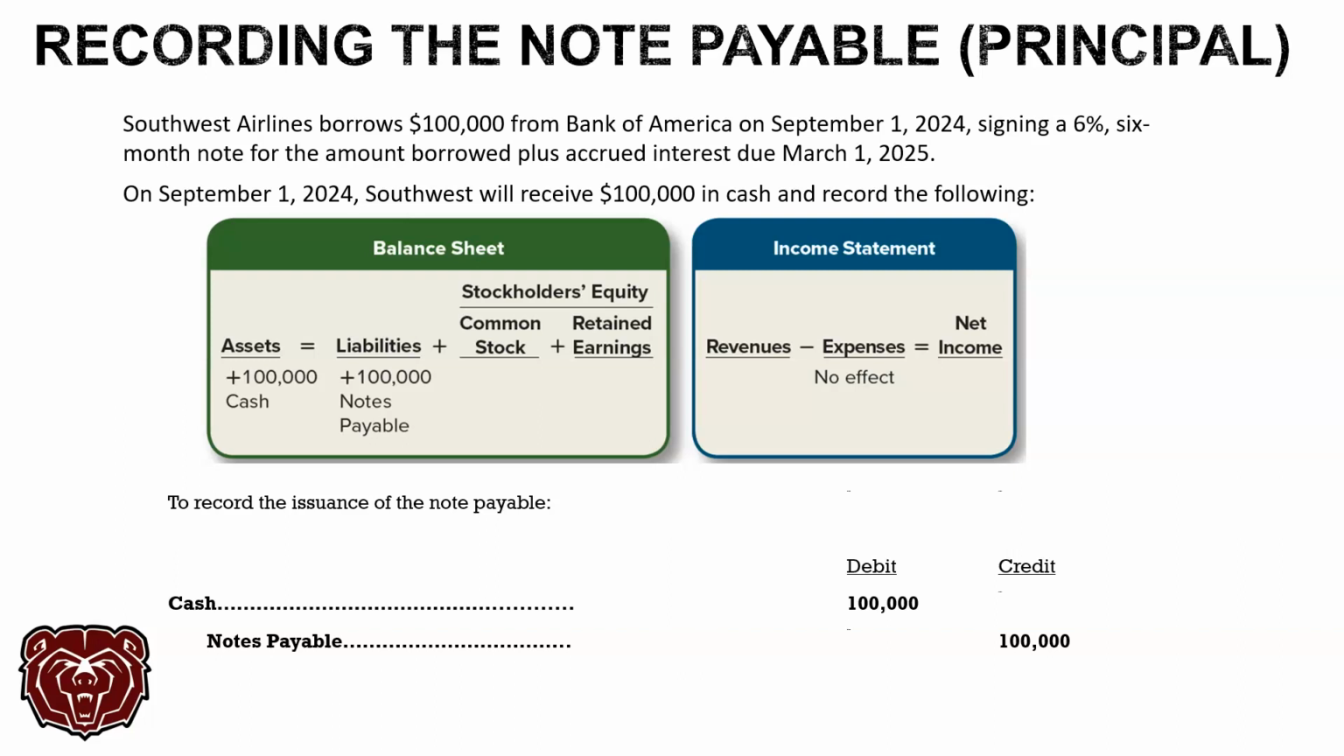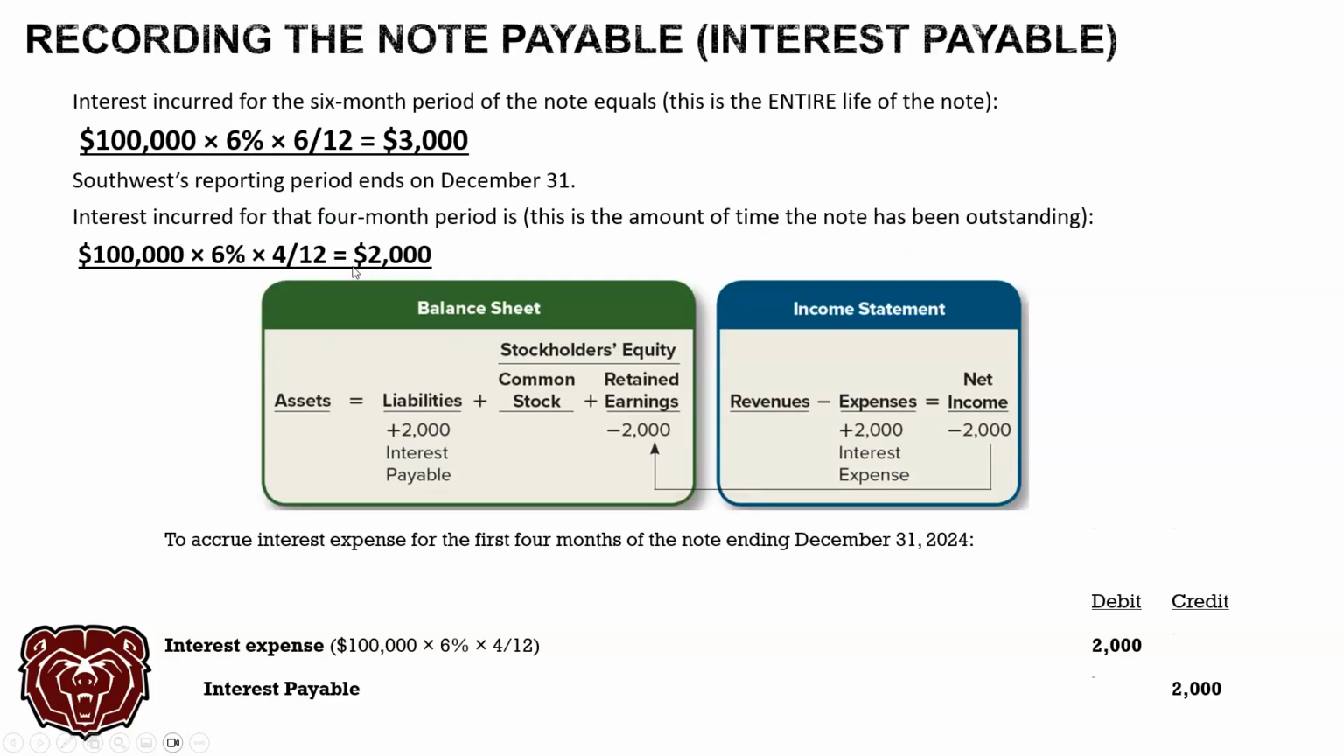Okay, so let's say that Southwest borrows $100,000 from the Bank of America on September 1st, 2024. They sign a 6% 6-month note for the amount borrowed plus any accrued interest due on March 1st, 2025. So on March 1st, 2025, they're going to pay the principal plus any interest that is due. On September 1st, 2024, they'll receive $100,000 in cash, and the following will be recorded. They increase their assets because they got cash, and they're going to increase a liability because they're going to remind themselves that, hey, we owe somebody this money.